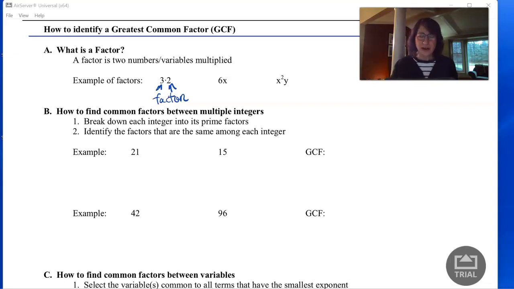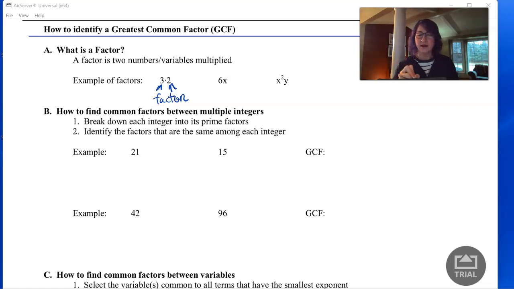So the way that you find common factors between multiple integers, I'm just going to give you one way. This method will work really well, especially if you're not super comfortable with multiplication facts. Maybe they're a little fuzzy. So you're just going to break each integer down into its prime factors. Prime factors are the lowest level of numbers you can multiply together to get that product. And then you're going to identify the factors that are the same. Okay, how does this work?